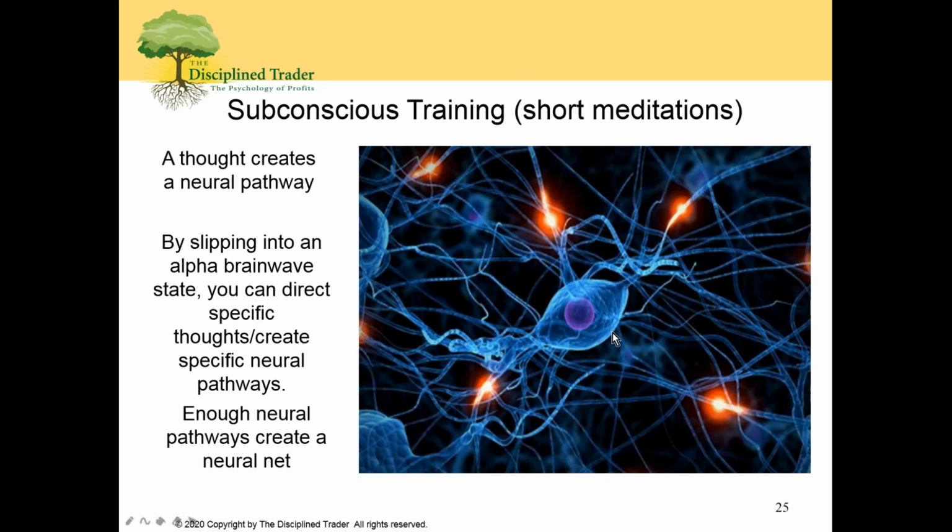And so all of these are creating a neural net right here that will control what you actually do. So if you feed it the wrong material, you're creating a neural net that will not serve you. So by slipping into an alpha brainwave state, you can actually direct specific thoughts and create specific neural pathways that do serve you.